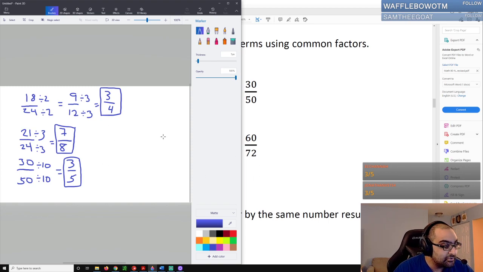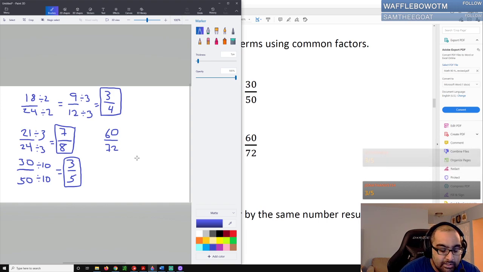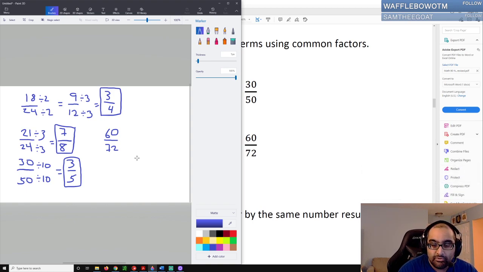So let's try this one here, 60 and 72. Bigger numbers here, but again, you could either take it slow by dividing by some number, or you can take it fast, dividing by a bigger number. Again, it has to be in common between both 60 and 72. So whichever way we want to go. What should we divide by here?